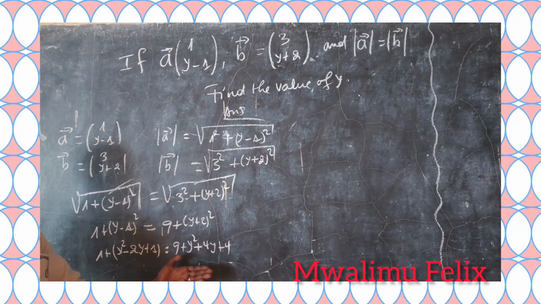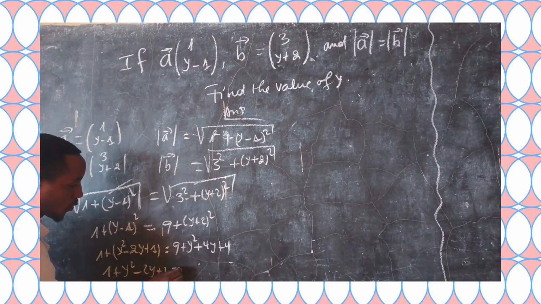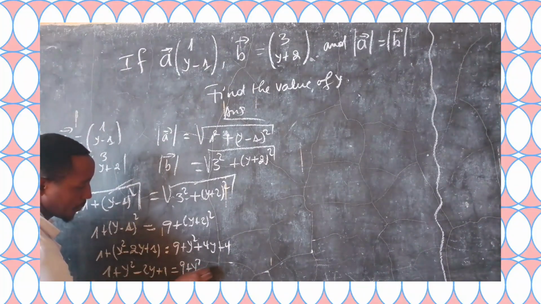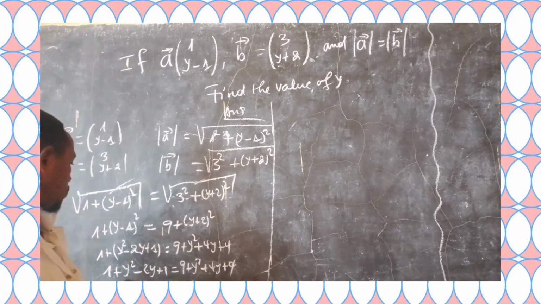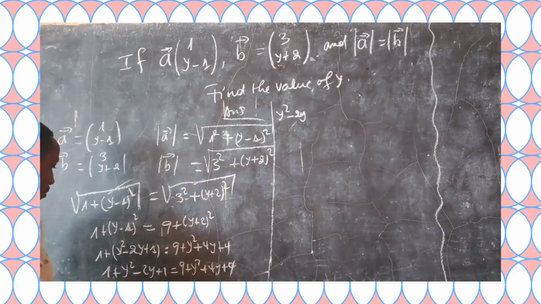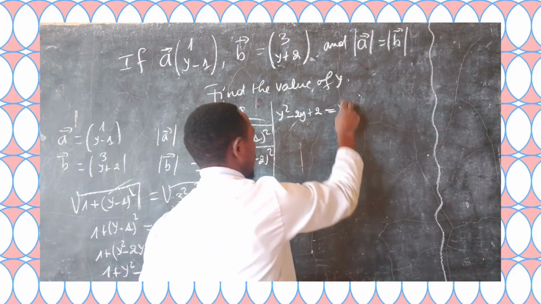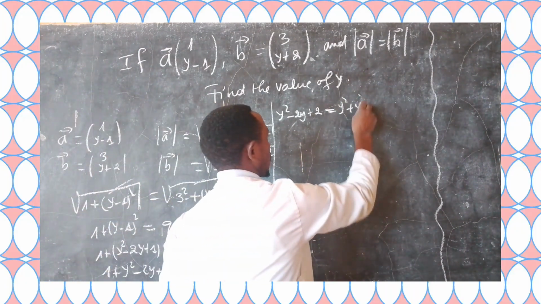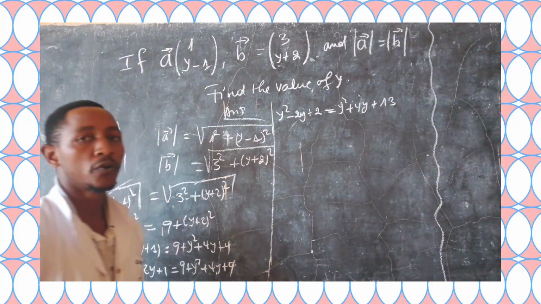Because this is a binomial expression, when you eliminate the brackets, you get 1 plus y square minus 2y plus 1 is equal to 9 plus y square plus 4y plus 4. So according to that, we have y square minus 2y plus 2 is equal to y square plus 4y plus 13. So then it is equal to what?